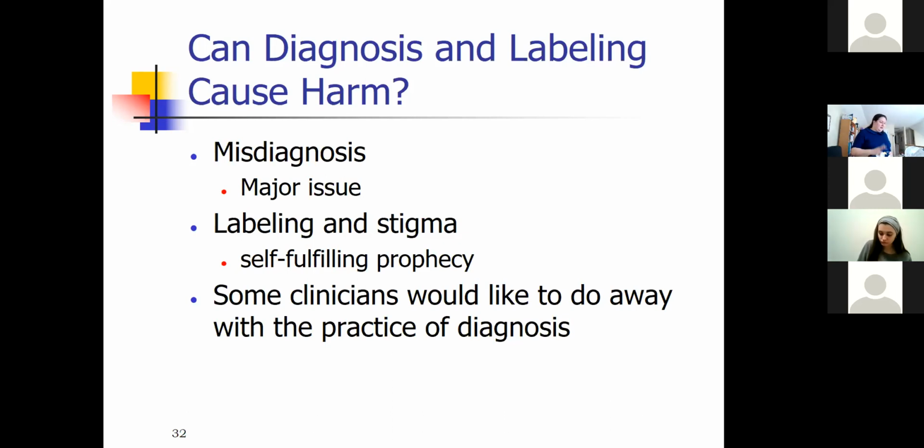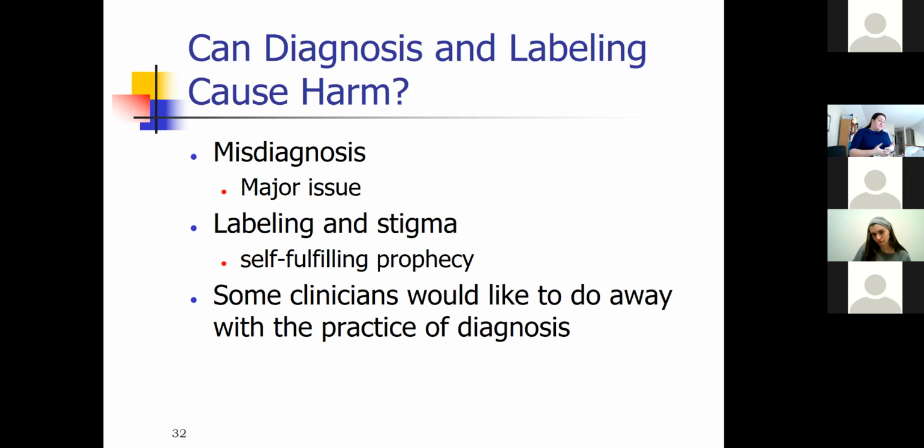Also present is the issue of labeling and stigma. So diagnosis may become a self-fulfilling prophecy. So for example, I had a client while I was on my residency that I diagnosed with a personality disorder. And when I shared that information with her, because she was in a counseling program, she knew what that meant. And she immediately took this as, I'm fundamentally flawed and I'm never going to get better. And so we had to do a lot of processing around that issue.